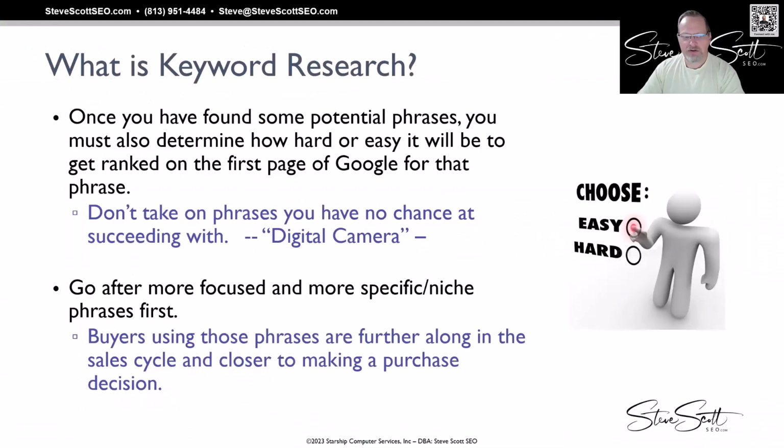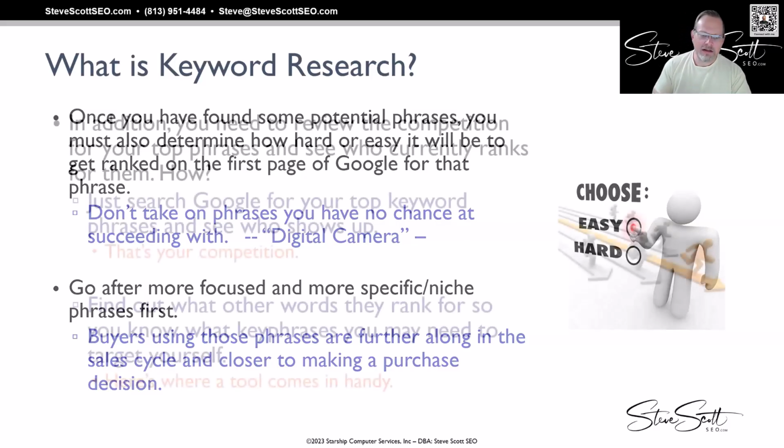So we want to make sure that we are looking for more focused, more niche or specific phrases first. And let's face it, buyers that are using those phrases tend to be further along in the sales cycle and closer to making a decision. If I type in digital camera or best digital camera, that user doesn't really know what they want yet, right? They know they want a digital camera, but there are so many different kinds and so many different price levels. Which one they want is going to be the difference maker here.